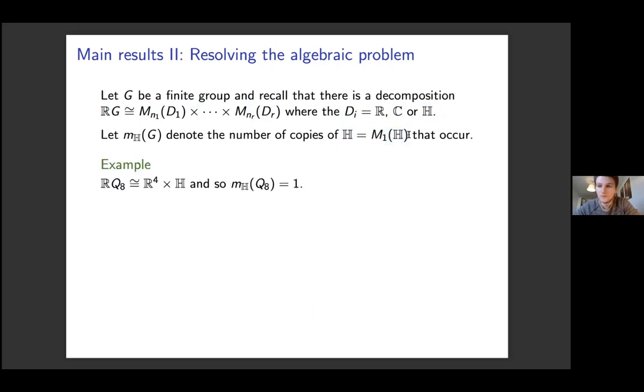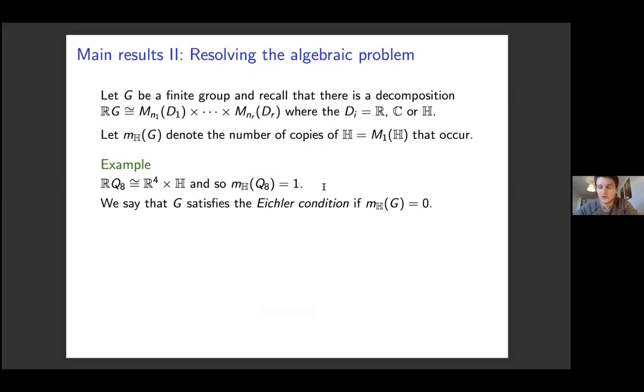So for example, for the quaternion group of order 8, RQ8 is R to the 4 times H. So you have 4 one-dimensional real representations and 1 one-dimensional quaternionic representation. And therefore MH of Q8 is 1. The number of one-dimensional quaternionic representations is 1. Okay, and we say that G satisfies the Eichler condition if MH of G is 0, i.e. if there are no one-dimensional quaternionic representations.